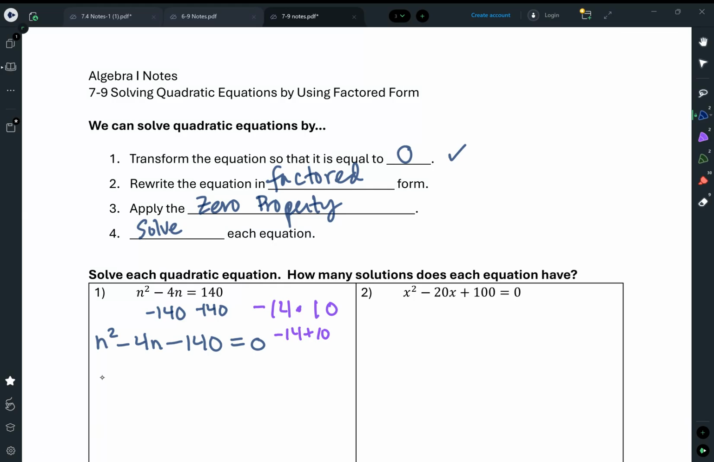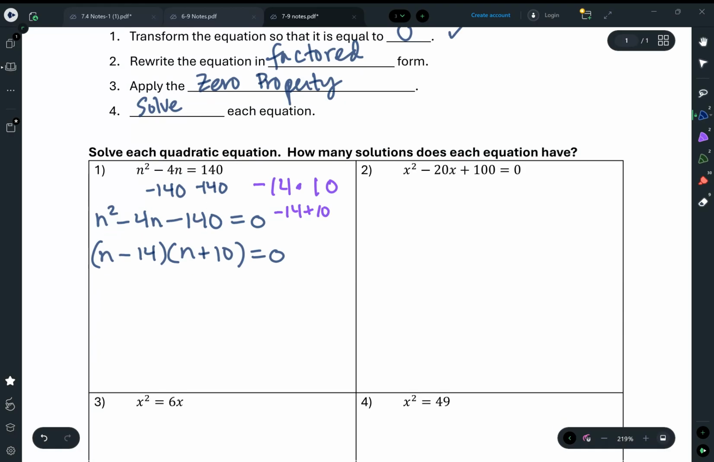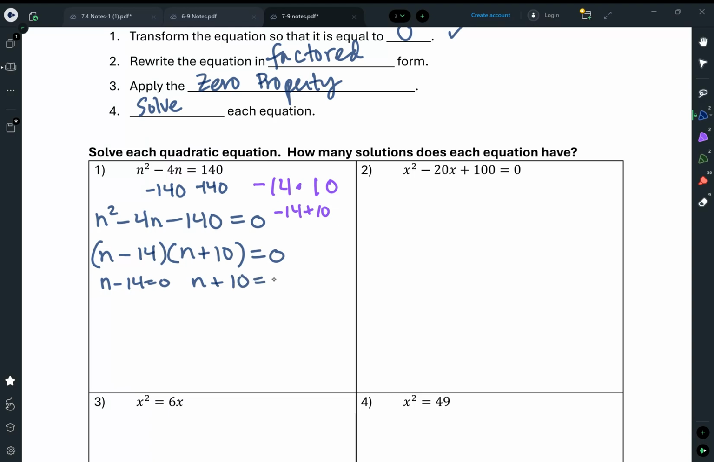This means I'm going to have n minus 14 times n plus 10 equals 0. So I have it equal to 0. I have my factored form. Now I'm going to go ahead and do zero product property. Either n minus 14 is equal to 0 or n plus 10 is equal to 0. And then we're going to solve these. My first equation I'm going to solve by adding 14 on both sides so that n equals 14. My second equation I'll solve by subtracting 10 on both sides so that n equals negative 10.